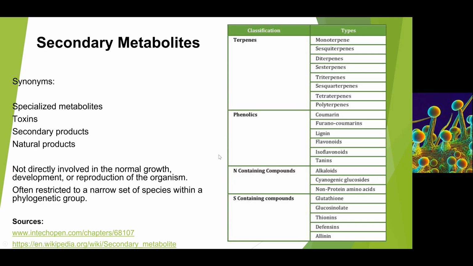The other interesting thing about secondary metabolites is that they're often specifically only found within a small phylogenetic group, and that has a lot to do with their biosynthetic pathways being specific to the isometric structure of the organism's DNA.